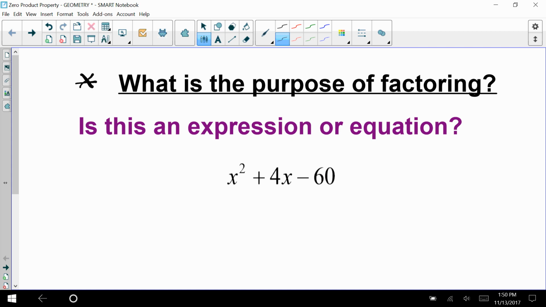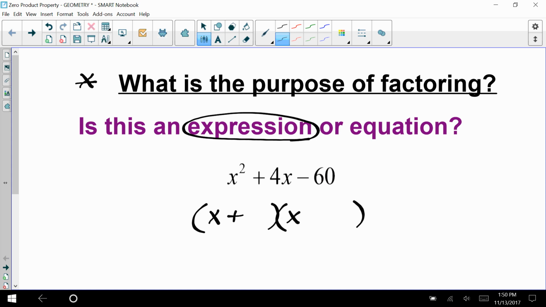So if we're looking at this particular problem here, x squared plus 4x minus 60, is this an expression or an equation? If you said expression, you're correct. So it's an expression, it doesn't have an equal sign. And we find the factors of this expression. The factors of this expression would be x plus 10, x minus 6. So if we're thinking about factors of 60 that add up to 4, we can find these factors.